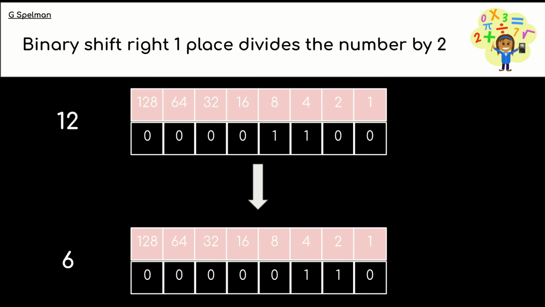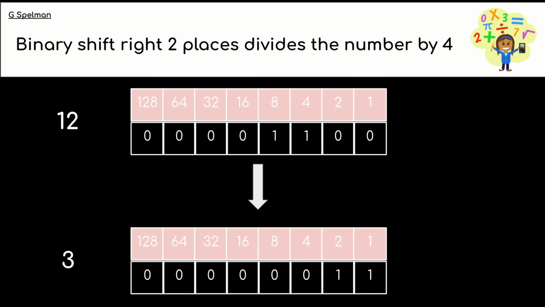What do you think would have happened if I'd moved those bits 2 places and not 1 place? Well, let's find out. We would have gone from 12 to 3. So a binary shift right 2 places divides the number by 4.